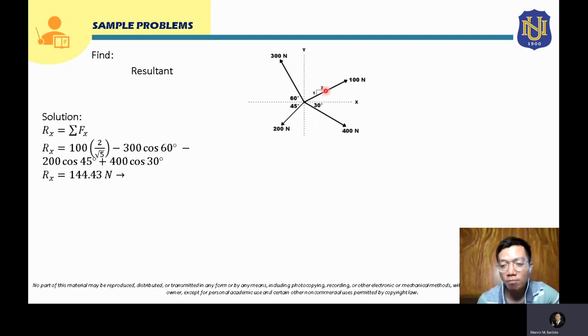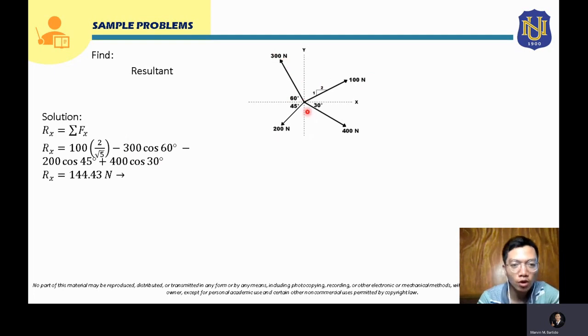Solving for the hypotenuse of this slope triangle, that will just be square root of 1 squared plus 2 squared, which will give you square root of 5. So the hypotenuse of this slope triangle will just be square root of 5. So the horizontal component of 100 Newton will just be equal to 100 times 2 over square root of 5. Since this is directed to the right, this will be positive.